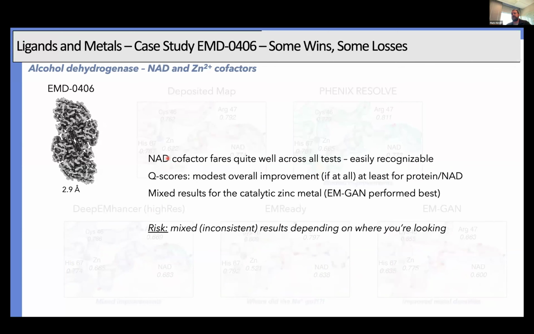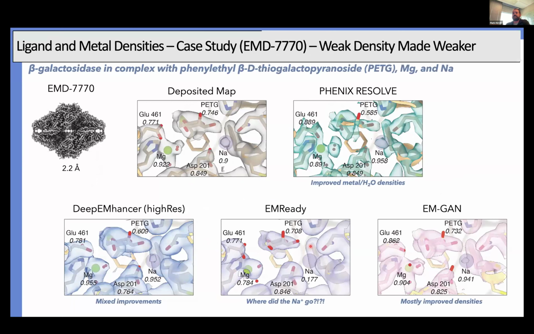And so in general, as we kind of expected in hindsight, the NAD cofactor fares quite well. It resembles a protein backbone. It's easily recognizable. It's kind of a long, tubular type density. Most of the Q scores were improved, especially for the NAD cofactor, but in general, not great improvements. But the catalytic zinc metal experienced very mixed results. In some cases, it's completely lost. And so the risk here is that it's inconsistent depending on where you're looking. And so in this case, which one of these modified maps would you use for your interpretation? Is the zinc there or not?